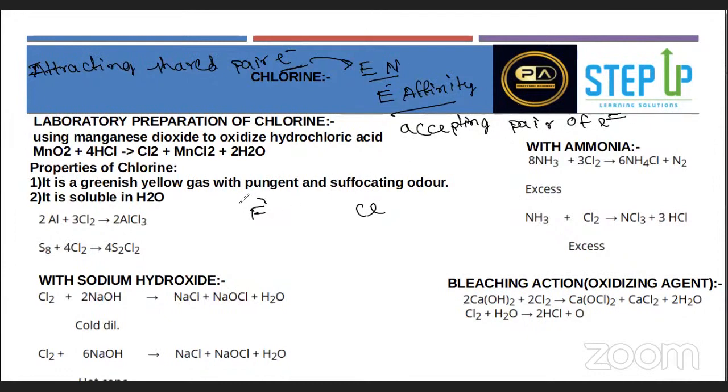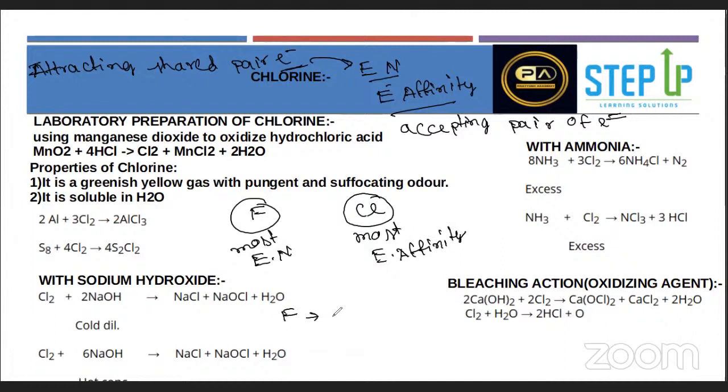Now we say fluorine is the most electronegative. But when I'm talking about electron affinity, chlorine will have the most electron affinity. Now the reason behind this: I'm writing the configuration for fluorine as 1s2, 2s2, 2p5. For chlorine, it will be 1s2, 2s2, 2p6, 3s2, 3p5.